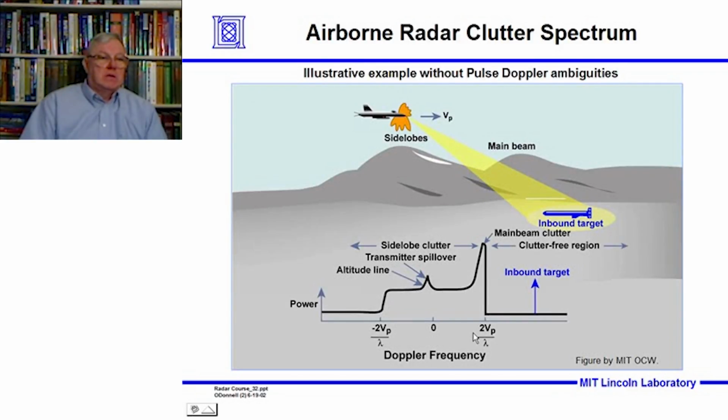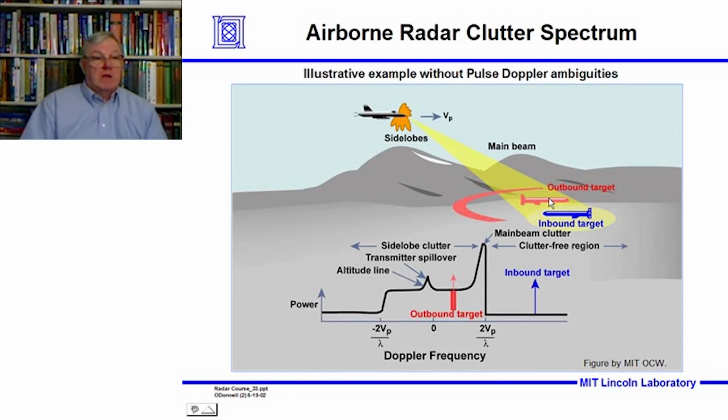Here we see it, and it extends over these increments of Doppler frequency. Now, if we have the target not inbound but outbound in red, we see that outbound target's Doppler is in here now, not because it changed direction, but because it was going away. It was in a tail chase configuration.